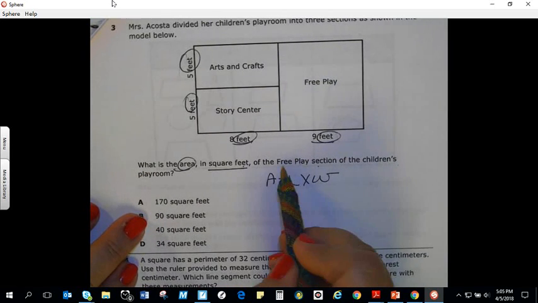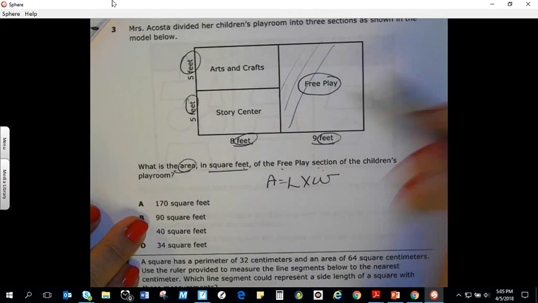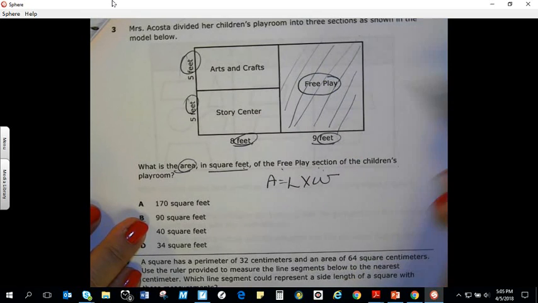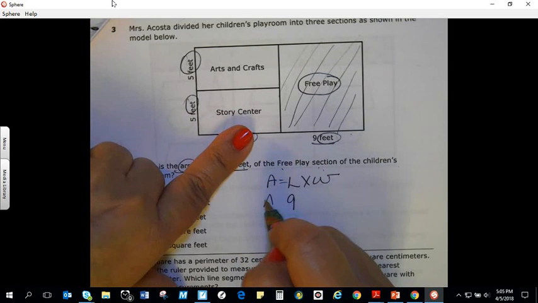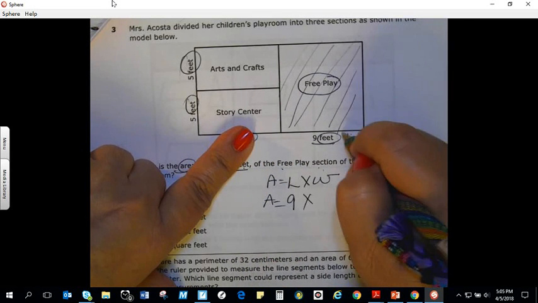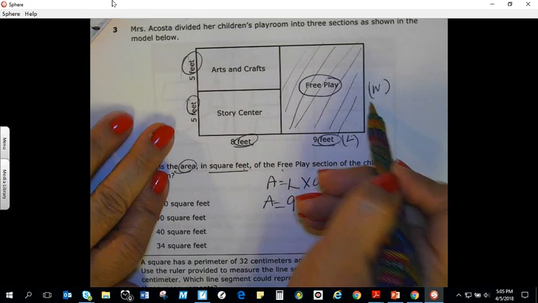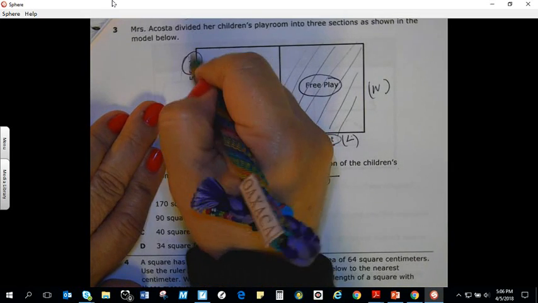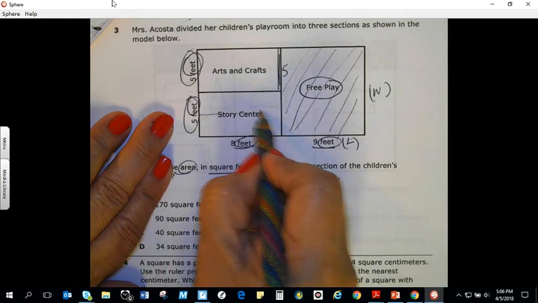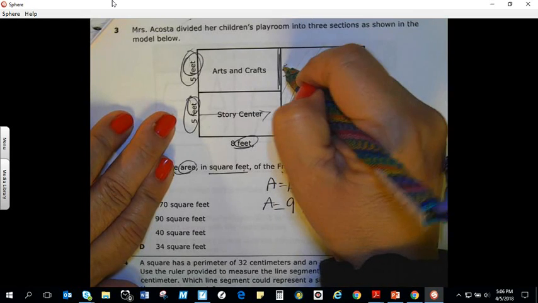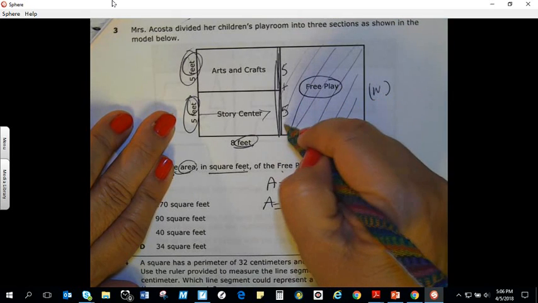All right, now it says the free play section. Here's my free play section, and this is the section that I want to look at. Now I'm shading this in because I need to know the area. And I already know that if this is 9 feet, that's my length. So A equals 9. Now my width. This is length, this is width. This is what I need to find out. Well, let's look across. If this section is 5 feet, and this section across here is 5 feet, then this whole thing is 5 plus 5, which equals 10 feet.